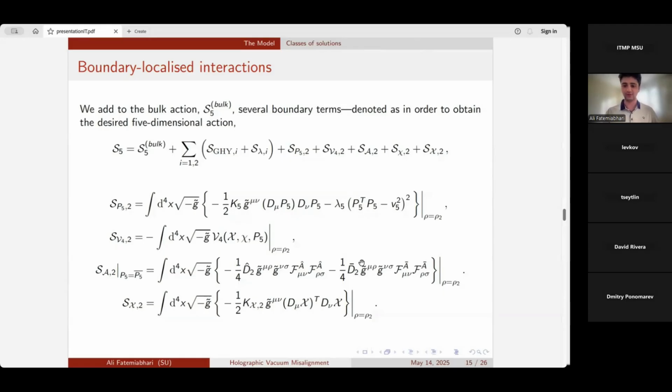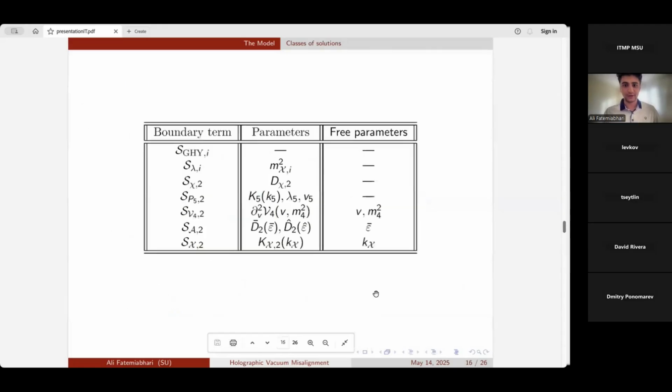So for example, when you want to gauge an SO4 subgroup, we keep a finite contribution from D2 bar. And that will be, for example, the would-be gauge coupling of the standard model. And also we have a boundary term for the scalar field too. So to have a summary, we have a lot of terms introduced and a lot of parameters, but at the end of the calculation, very few of them will remain.